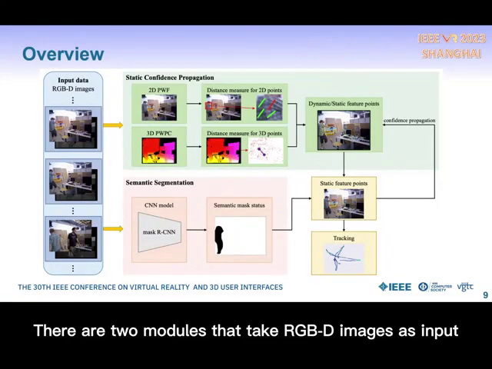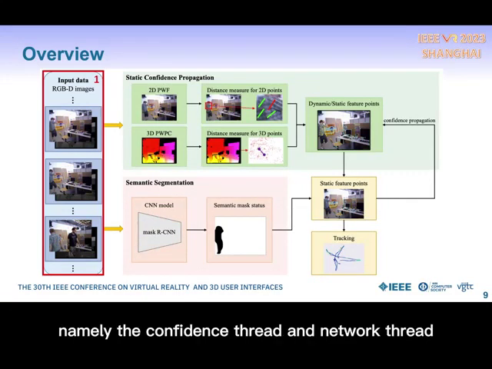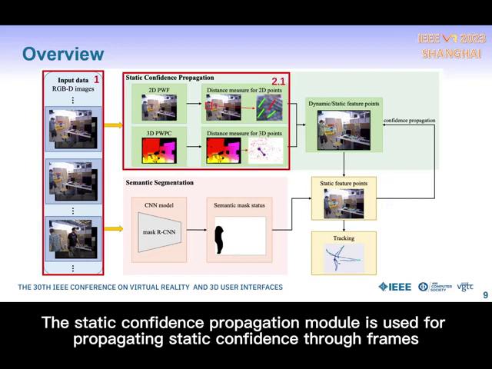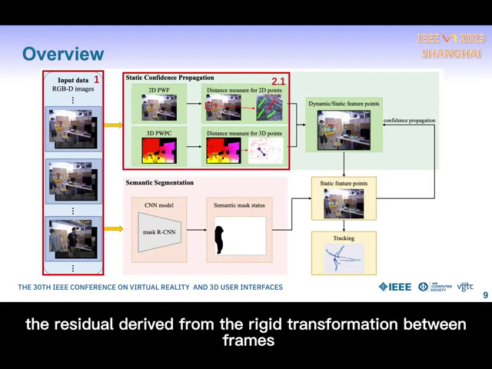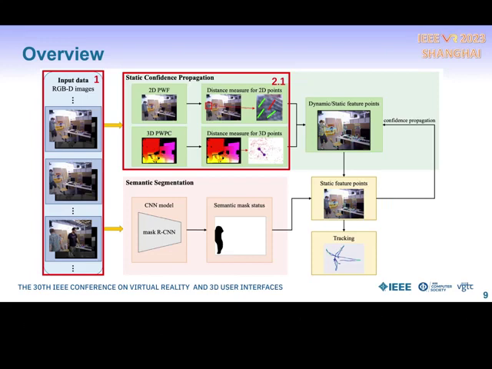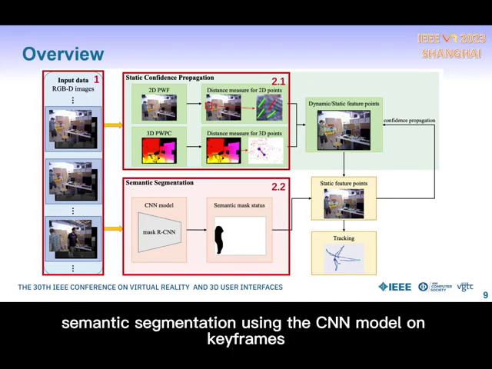There are two modules that take RGBD images as input. They run in two parallel threads, namely the confidence thread and network thread. The standing confidence propagation module is used to propagate standing confidence through frames. It determines the states of feature points according to the residual derived from the rigid transformation between frames. The semantic segmentation module performs object detection and semantic segmentation using the CNN model on keyframes.